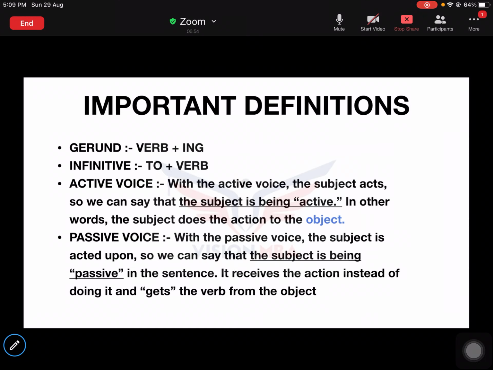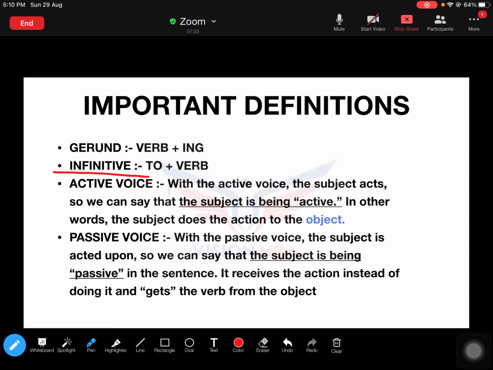Let's understand important definitions, okay? First of all, what is a gerund? A gerund is nothing but a verb plus ing. A verb is a word that denotes the action, like act, sing, dance. So acting, dancing, all these words are nothing but gerunds. And you're supposed to know this. Why? Because if you know the meaning of gerunds and infinitives, only then will further rules make sense. Now, what is an infinitive? Infinitive is nothing but to plus verb form.